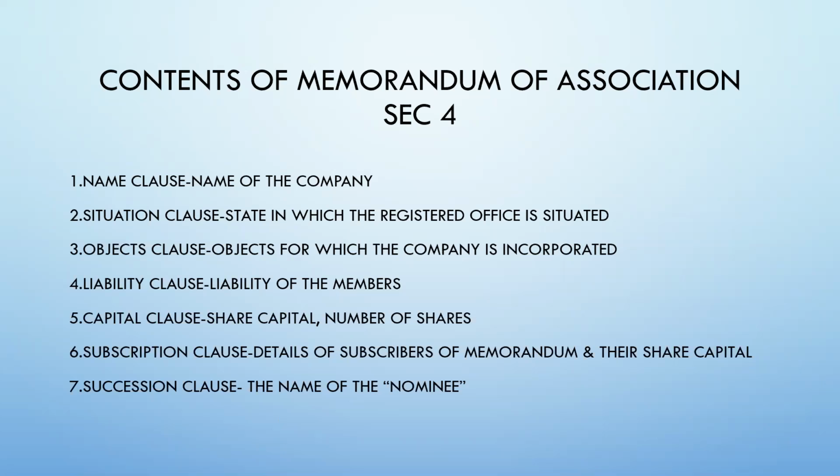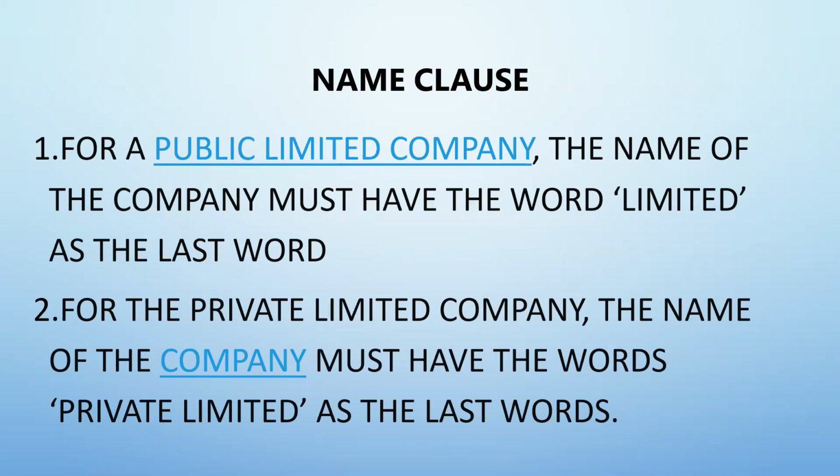This is the brief outline of the contents. Now I shall explain each clause in detail. Let's understand the first clause, which is the name clause. For a public limited company, the name of the company must have the word limited as the last word. For a private limited company, the name of the company must have the words private limited as the last words.